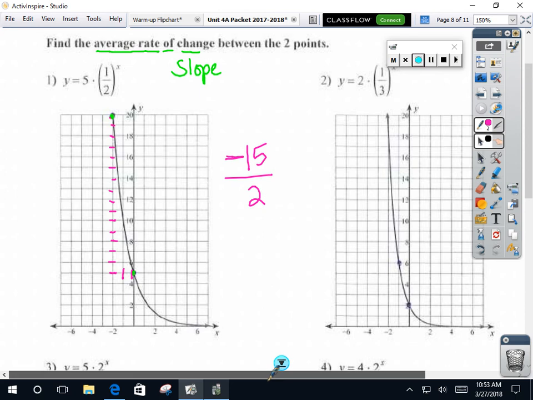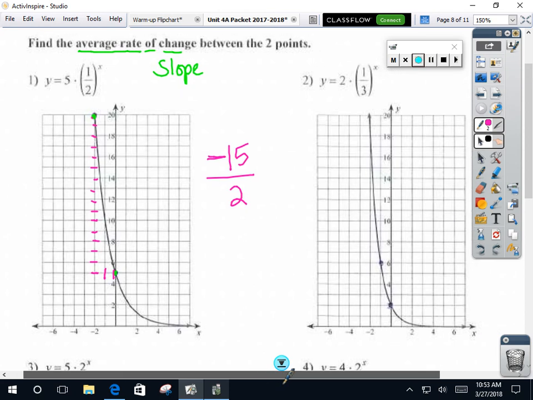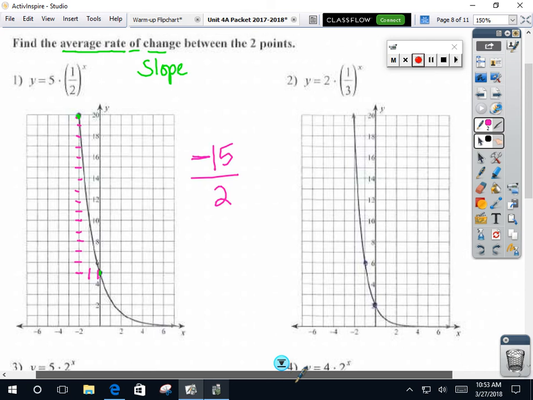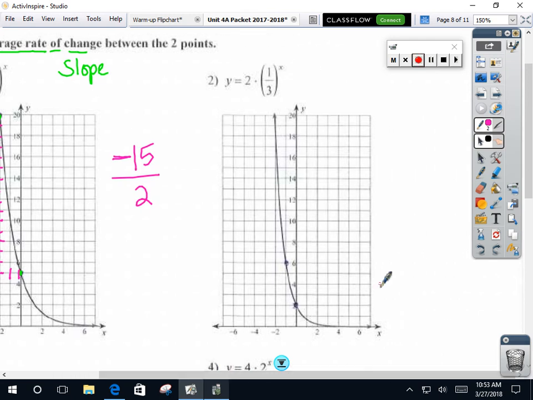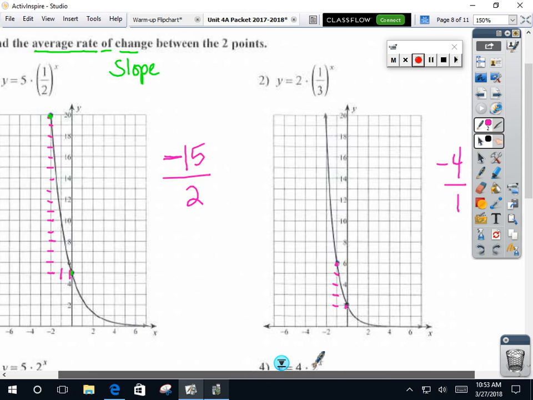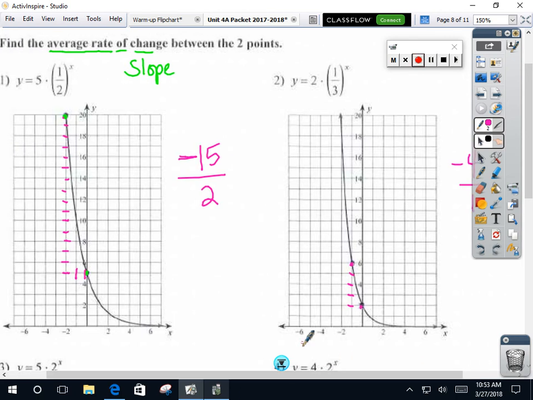Okay, so now let's look at number 2. Just by seeing that it's a decay, we already know that the average rate of change is going to be negative, right? But this time you're going from this point to this point, and that's down 1, 2, 3, 4 over 1. Now, they're not the same thing, because look, this B is 1/2 and this B is 1/3. And so they both are decays, but they're not the same thing.